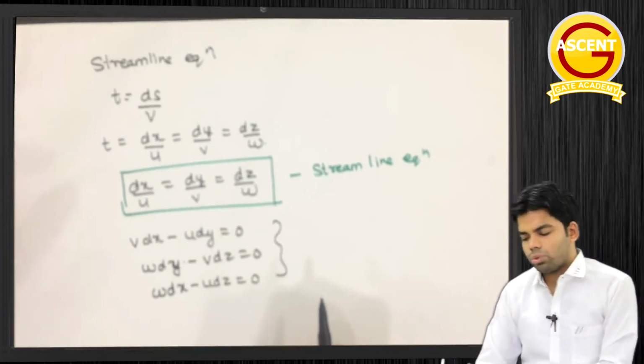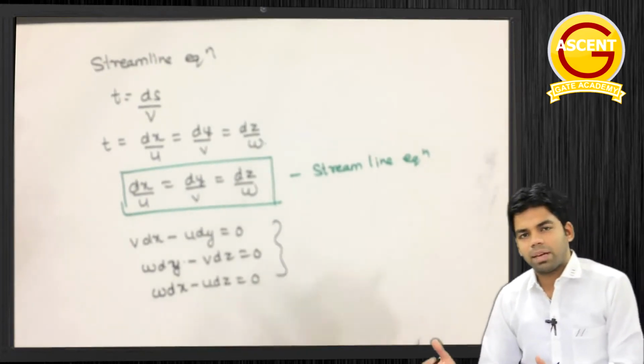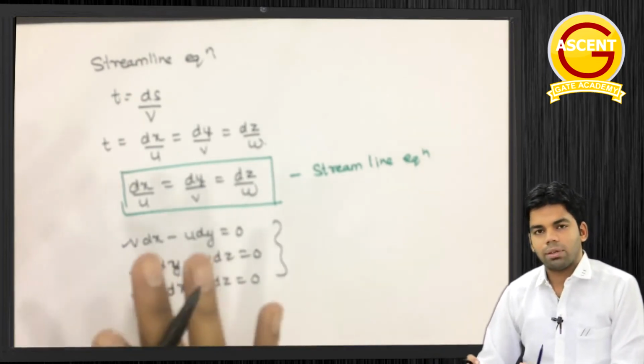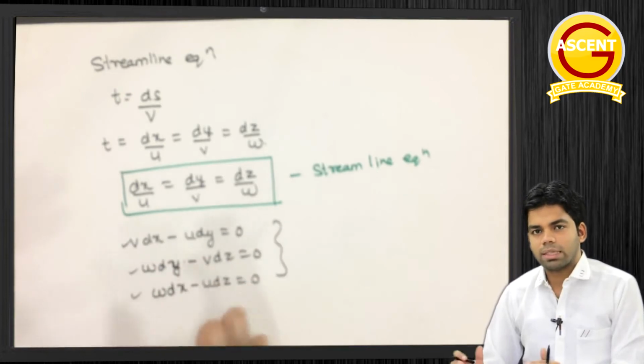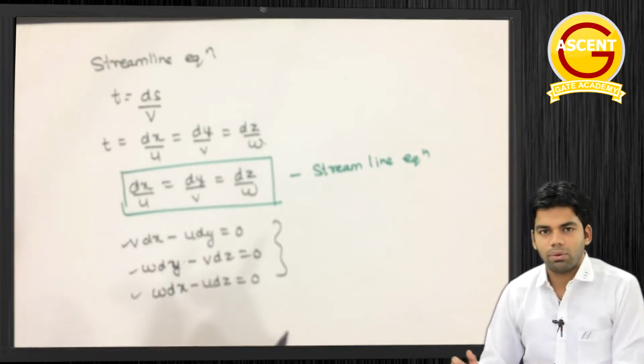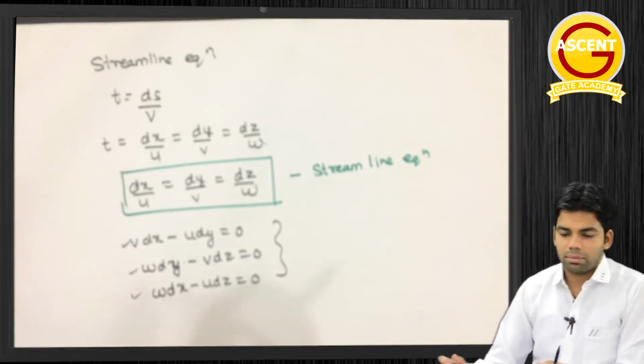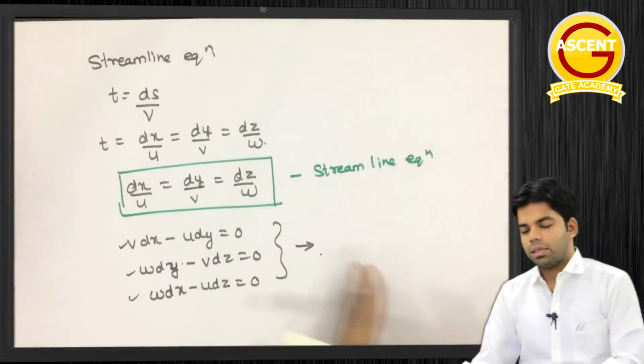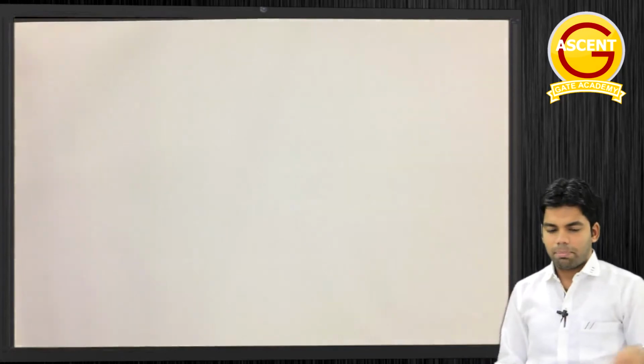So if you want to know whether the flow is a streamlined flow or not, what you have to do is just check this equation. If the flow fits into this equation, then you can say that the flow is a streamlined flow, or else it is not a streamlined flow. So all these equations are the streamline equation. Getting this? Now next is the path lines.